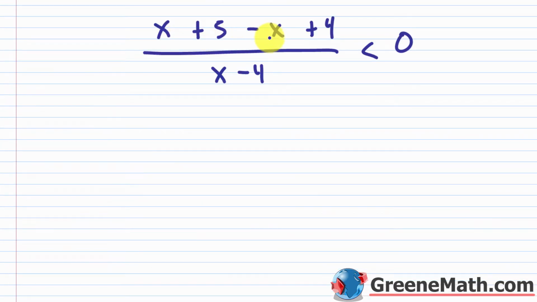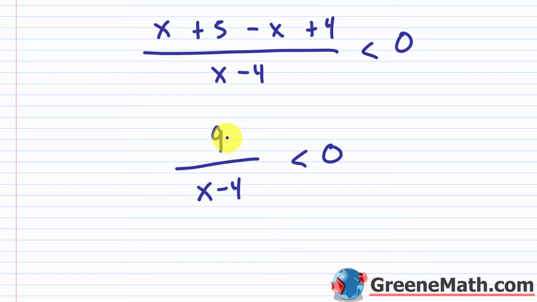So x minus x is going to be 0. So essentially, you just have 5 plus 4, which is 9, over this x minus 4 here, and this is less than 0. So for these, the next step is to set the numerator equal to 0, solve that, and then set the denominator equal to 0 and solve that.